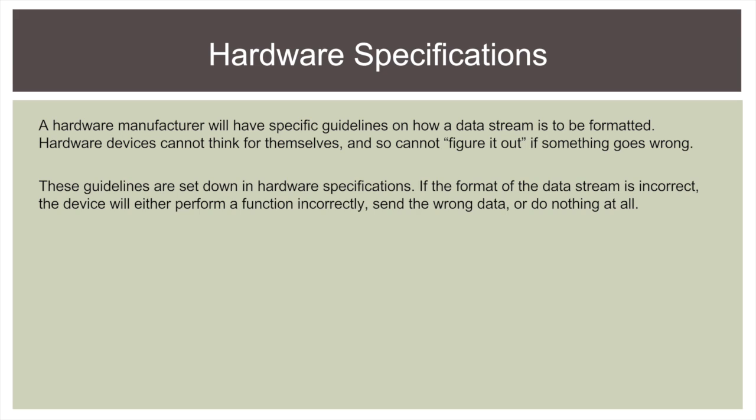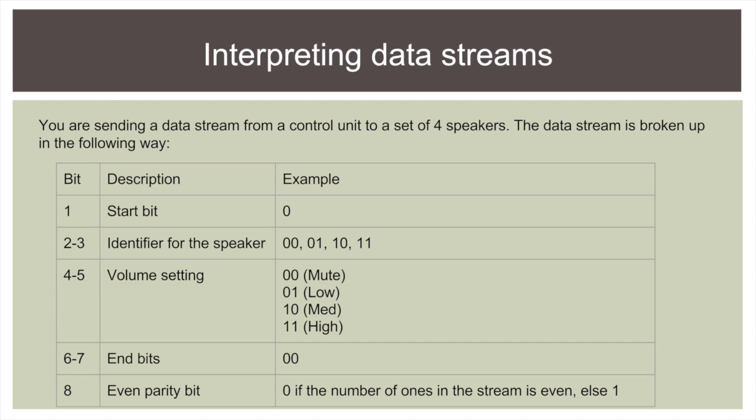And the hardware manufacturer will specify guidelines on how a data stream is to be formatted. Devices can't think for themselves, so they can't figure it out if something goes wrong. So it's important that these guidelines are followed. They are set down in hardware specifications. If the format of the data stream is incorrect, the device will either perform a function incorrectly, send the wrong data, or do nothing at all.